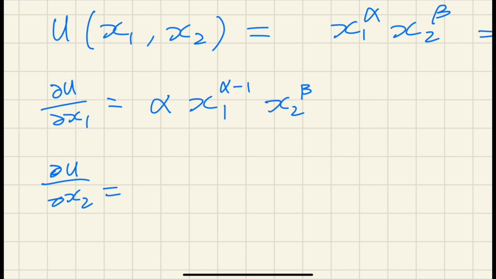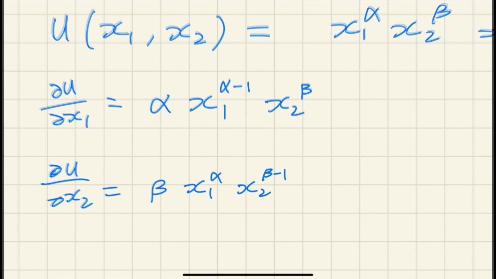Okay, now I'll do the second part here, and it's going to be very similar, so just beta, and then we treat this part as a constant, x1 to the power of alpha. Then we multiply by beta already, and we just have to subtract the power by 1, so x2 to the power of beta minus 1. And yes, these are the two solutions to this problem.